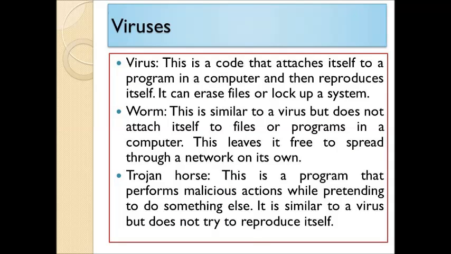For the second part, it is the viruses. A virus is code that attaches itself to a program in a computer and then reproduces itself. So it can erase files or lock up a system. A worm is part of viruses as well, but it doesn't attach itself to the files or the program. Instead it lives and is free to spread through the network.